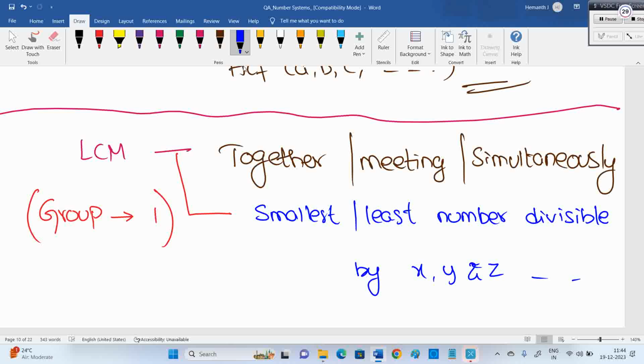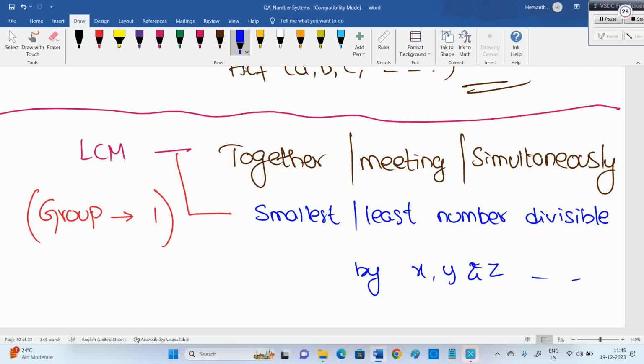I'm just giving the cases where you have to apply LCM. Some of you may have a doubt, sir. Together, meeting, or simultaneously, those three are actually synonyms. When do you meet? When all people come together, at the same time, simultaneously. At the same time, when people come together, then meeting is possible. So these are actually synonyms. When you see these types of words in the question, think about LCM.